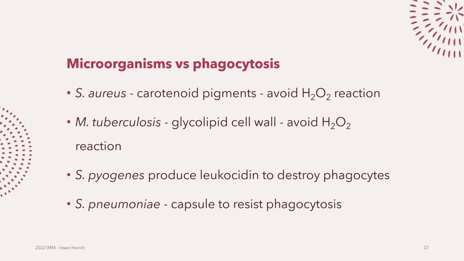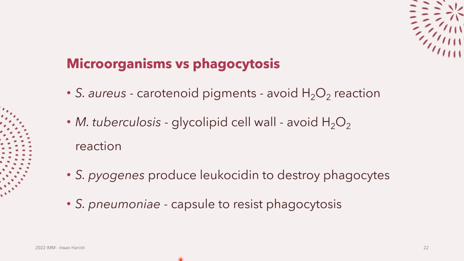Now, microorganisms can counter the phagocytes in a number of ways. For instance, Staph aureus possesses carotenoid pigments to shield against hydrogen peroxide. Mycobacterium tuberculosis does the same thing, but with its glycolipid cell wall. Other pathogens, instead of just shielding themselves, actually fire back. Streptococcus pyogenes, for example, has leucocidin, which is a cytotoxin, and it shoots that cytotoxin to kill the phagocytes.